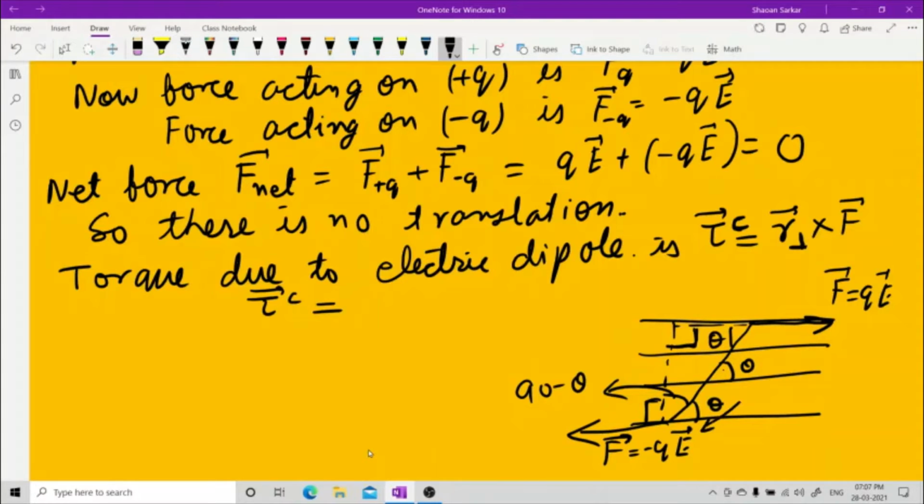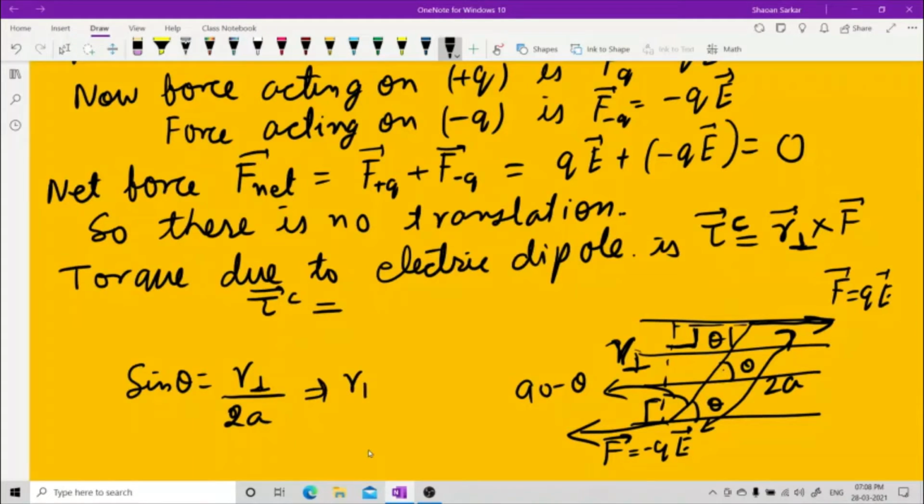This total distance is 2a. So what is this distance? Use Pythagoras theorem. This part is R perpendicular. Try to understand. This R perpendicular is nothing but sine theta equal to R perpendicular upon 2a. So R perpendicular will be 2a sine theta.